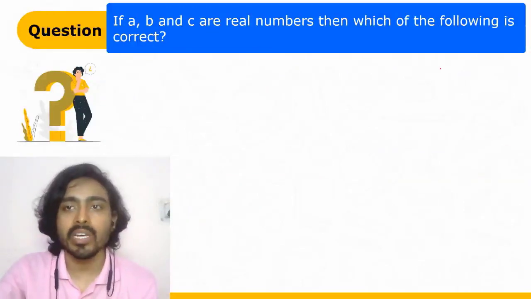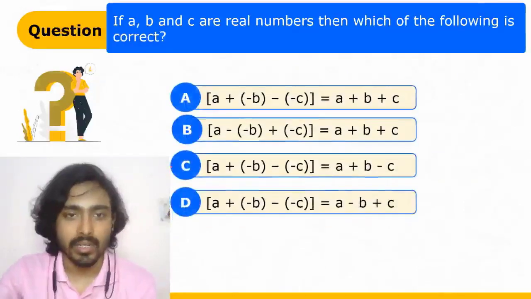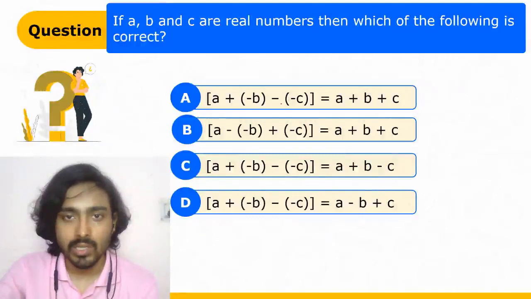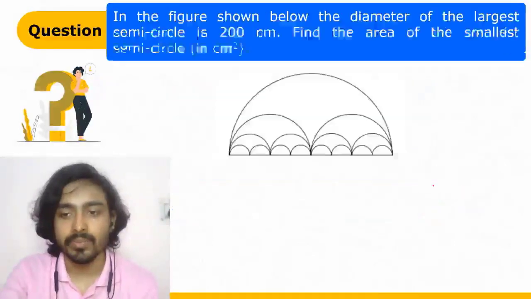Let's move ahead. If a, b, c are real numbers, which of the following is correct? So you look at it. Here it is plus, but here it is wrong. Here it is plus, here it is wrong. In this case, it is alright. So D is the right answer.